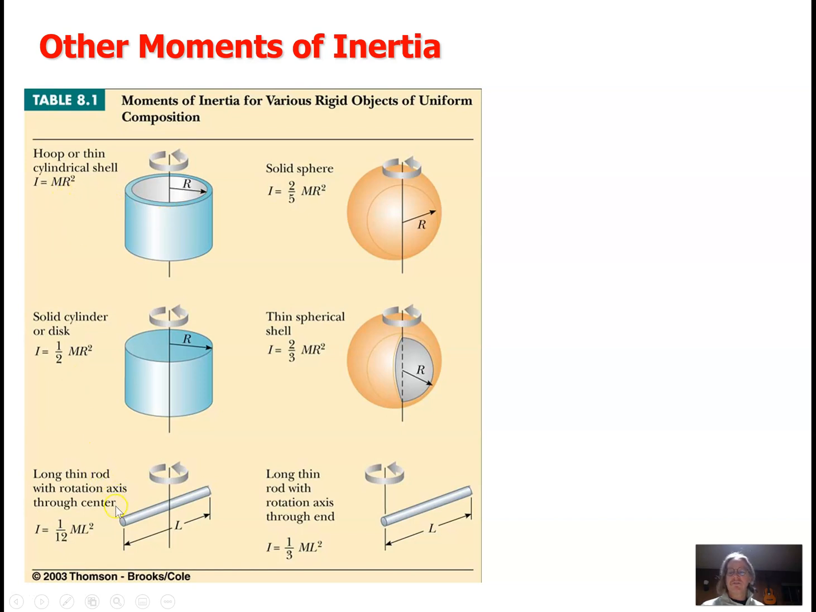Now, sometimes we just have a rod that spins. If this rod were to spin on the axis like this, like rolling down the ramp like some of you guys did on race day, that's actually a solid cylinder.